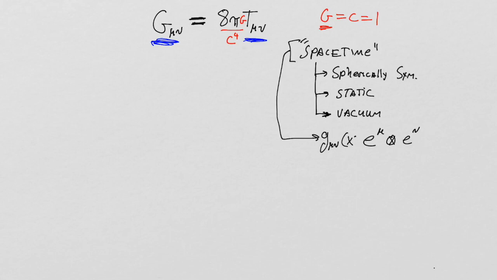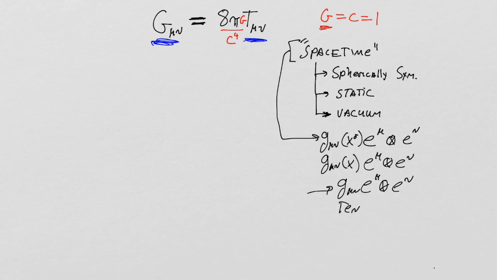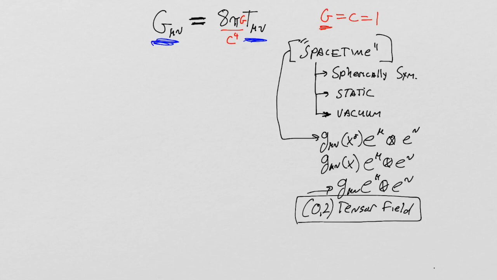So I can put x, say, delta here. Or sometimes I would just write G mu nu of x, E mu tensor product E nu. Or I would just write G mu nu, E mu tensor product E nu, where the fact that this is a function on the space-time is implied. So this is a tensor field, and it is a rank 0,2 tensor field. That is what we're looking for. That is what we mean by a space-time.